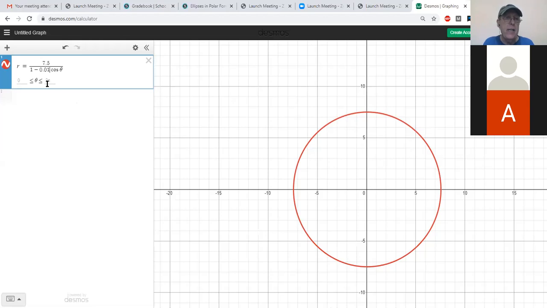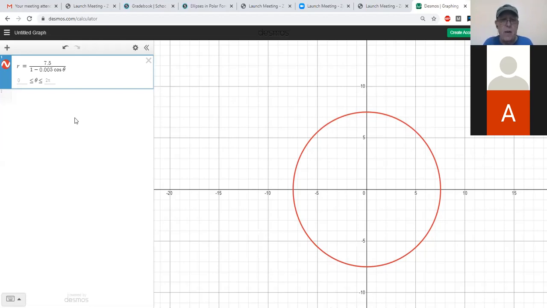Okay, and look at that number that I've got in front of the cosine here in the denominator. Right now it's 0.01, right? Okay, let's change that to 0.0005. Right, it looks even more like a circle.